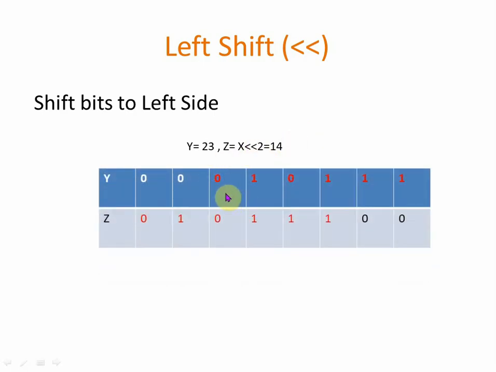Now what happened previously in right shift? The bits got shifted towards the right. It starts from here. What happened here? The bits got shifted towards the left. Now the bits start from here. Here you can see these red ones and zeros got shifted here. So this is what happens.